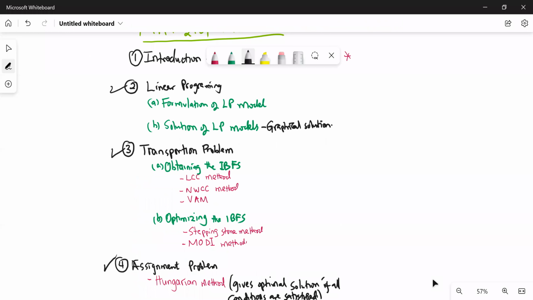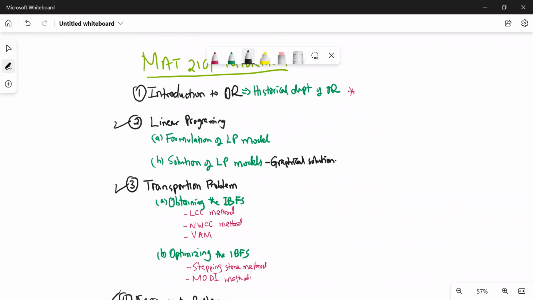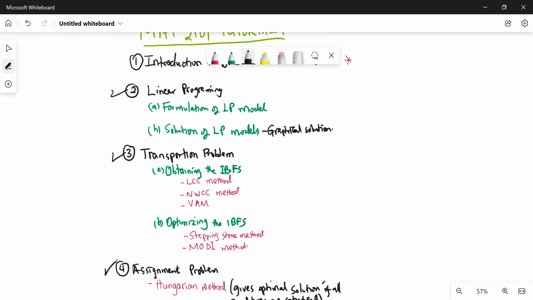Okay, so as explained before we started the recording, these are the first 4 topics in our course outline, and in today's session I would like us to discuss chapter 2, that is linear programming, and chapter 3, transportation problem and assignment problem, those 3.